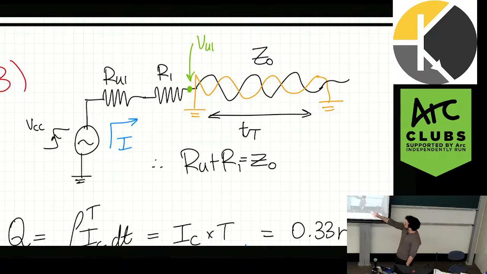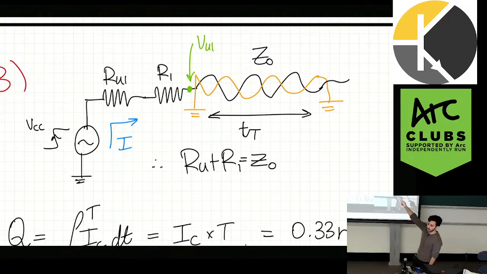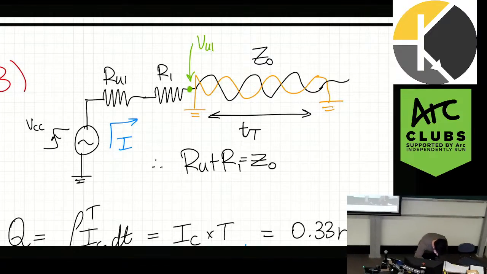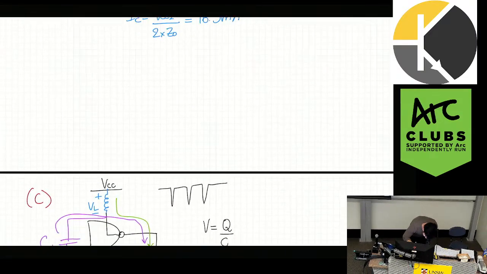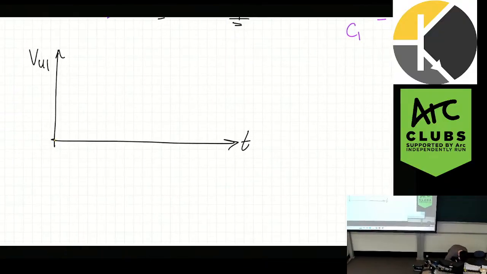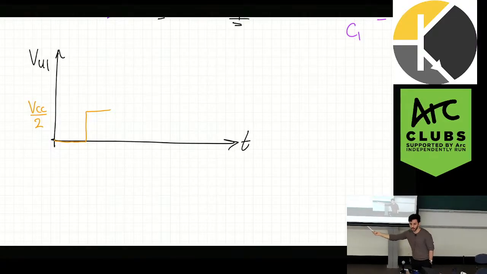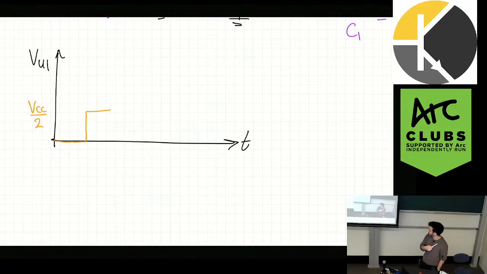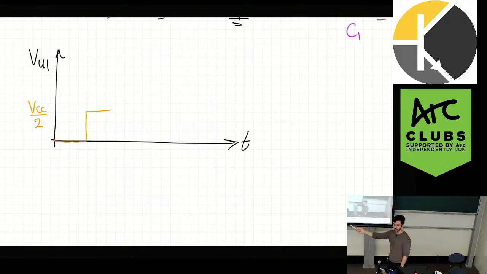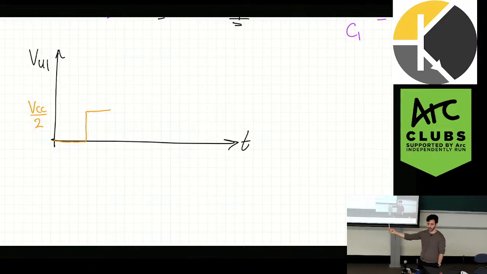VU1 initially is not VCC, right? There's a voltage division between those two resistors and the transmission line. So that's going to be VCC on 2 initially. It's going to jump up like that to VCC on 2. Then, as we know, this goes down the transmission line, and it comes back, right? If VCC on 2 is going down the transmission line, we wait 20 nanoseconds, and VCC on 2 comes back as well. So what do we end up with at the end? VCC.